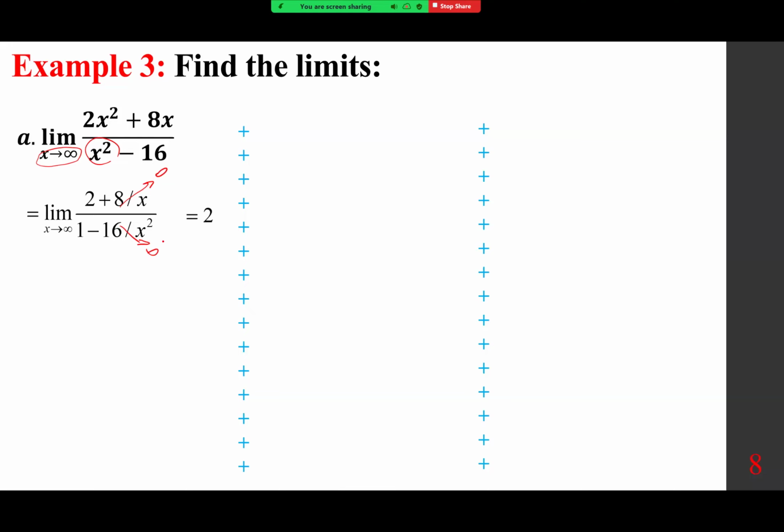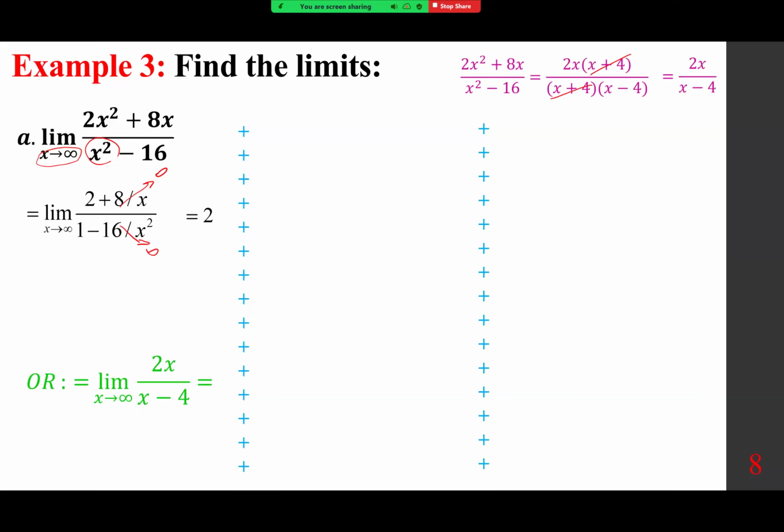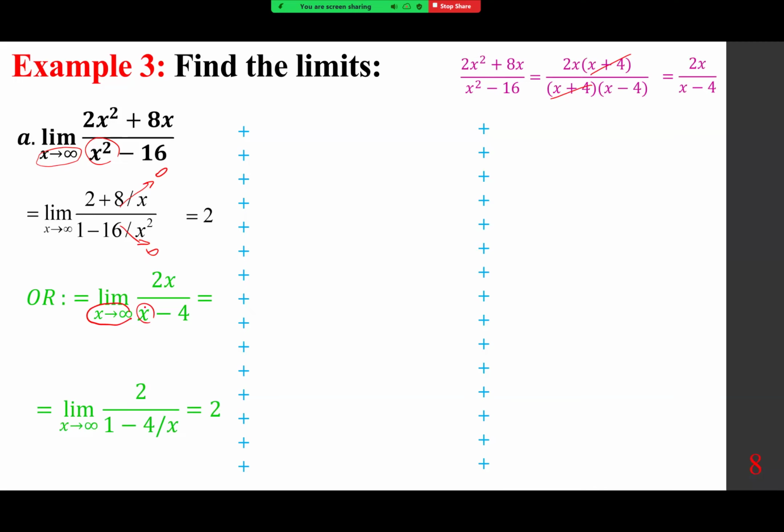However, it's really nice to simplify it first. It makes it a tad easier. Notice we can factor the x plus 4 out, and the expression becomes 2x over x minus 4. If we had that one, then we would have to divide by x this time, because again x is approaching infinity. But needless to say, you receive the same answer, namely 2.